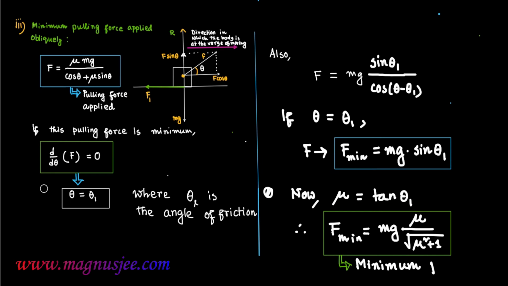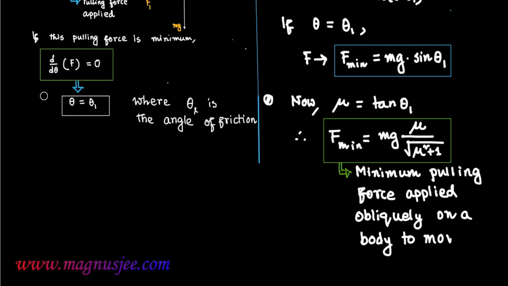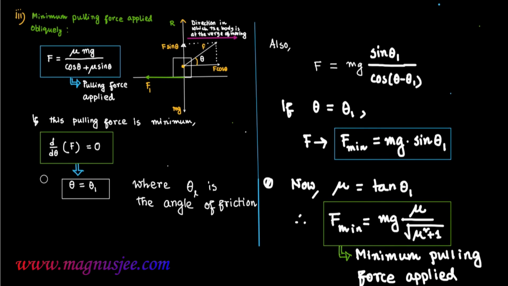This is the expression of minimum pulling force. Minimum pulling force applied obliquely on a body placed on a horizontal rough surface to move it.